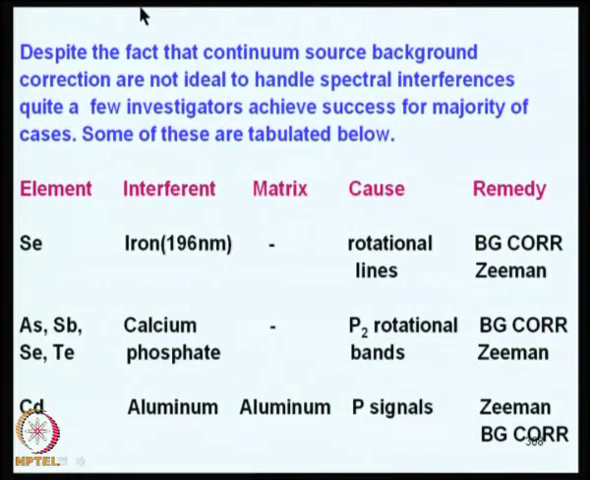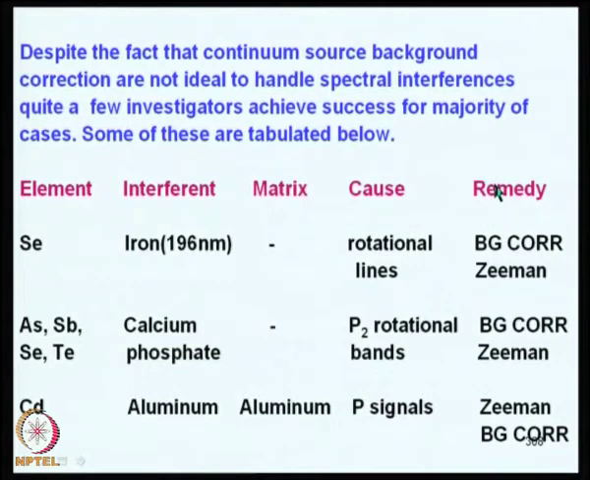Now, I want to concentrate on the interference techniques, and how we can handle them. For example, some of them I have listed here. This is selenium, the interferent is iron. Selenium is 196.7 and iron is 196. So, there will be interference, and this interference is caused by rotational lines of the iron.